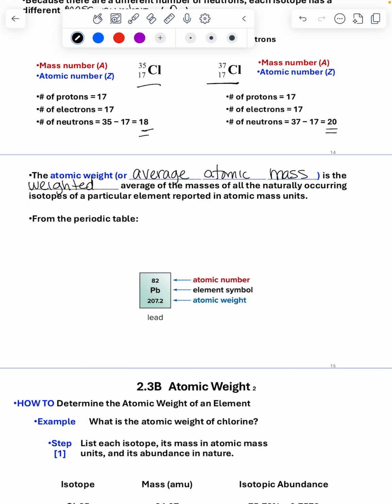And so that explains why the atomic weights on the periodic table are mostly in the form of decimals. And so we'll look at how to find a weighted average. This is different than just a normal average, a weighted average.